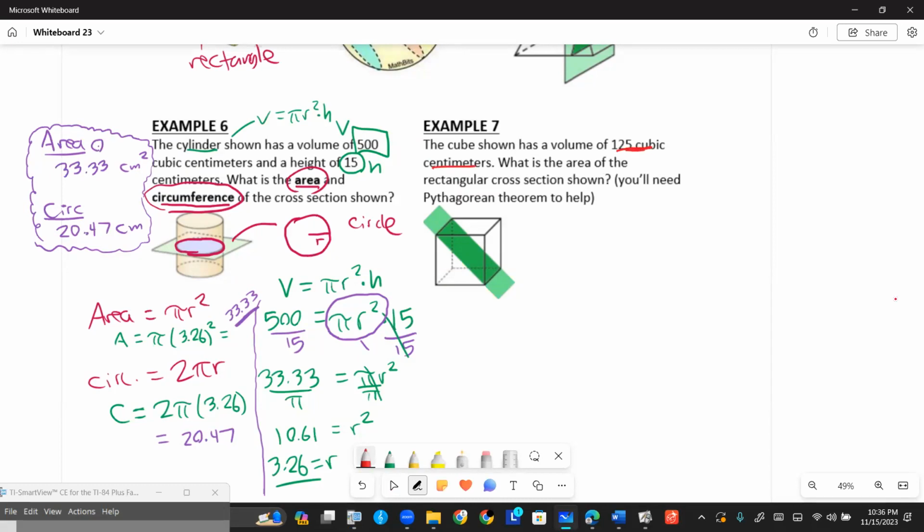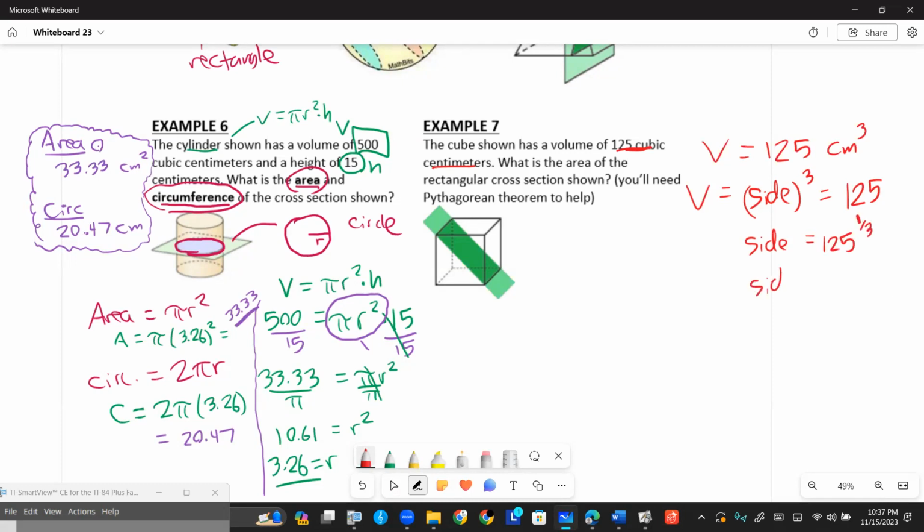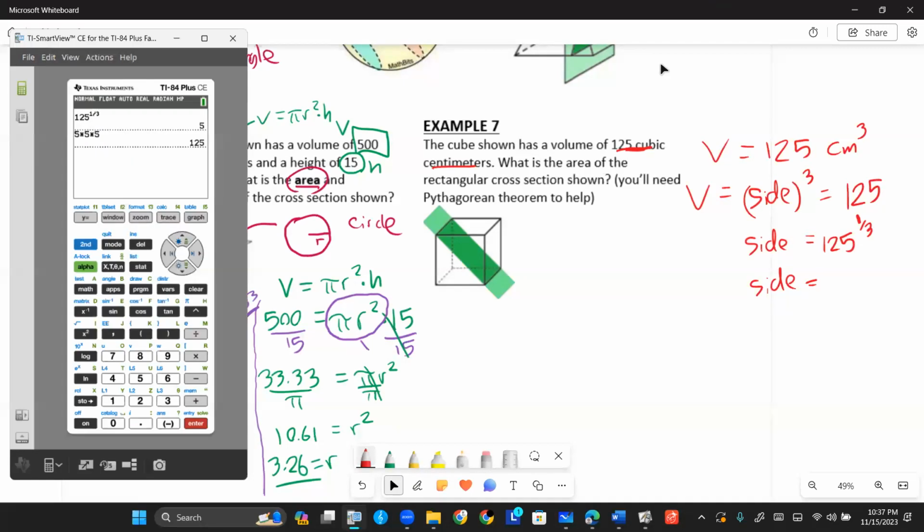So I know that the volume being 125, and I know that the volume formula for a cube is going to be the side to the third power, side cubed. So I can solve that by setting s cubed equal to 125, and the side is going to be the cube root of 125, or you can raise 125 to the 1/3 power, which is going to give you 5.